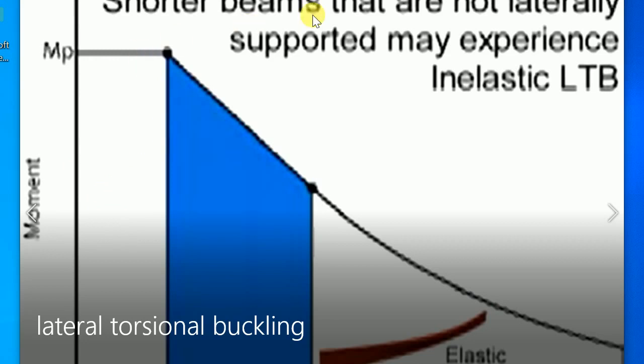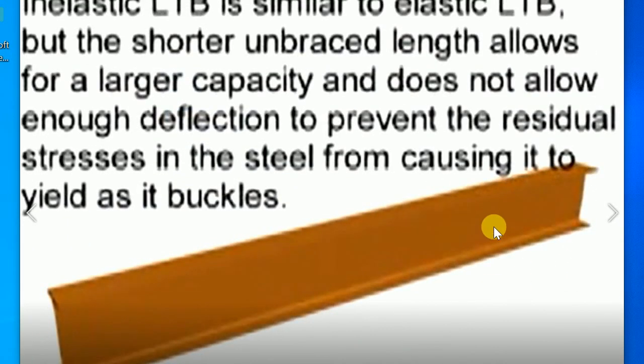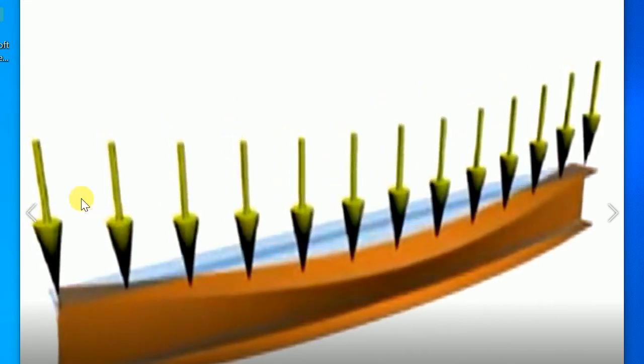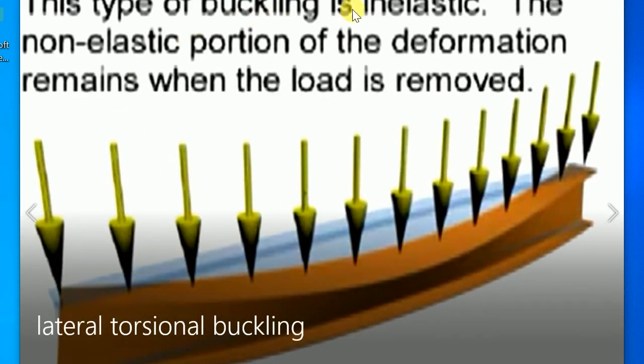Okay, so shorter beams that are not laterally supported may experience inelastic lateral torsional buckling. Okay, so let's see. A larger capacity does not allow enough deflection to prevent the residual stresses. Okay, so let's see this one. The beam is loaded. Okay, this type of buckling is inelastic. The non-elastic portion of the deformation remains when the load is removed.